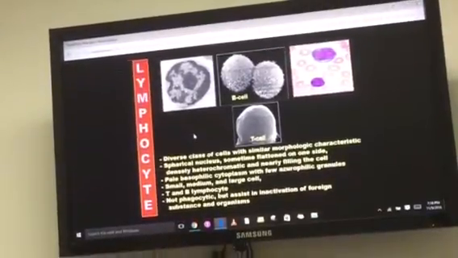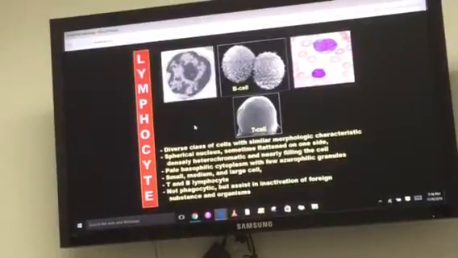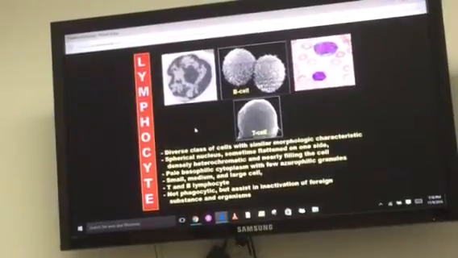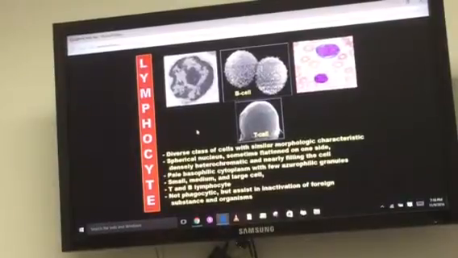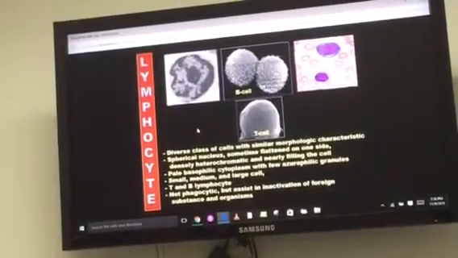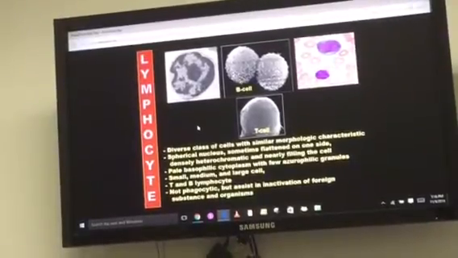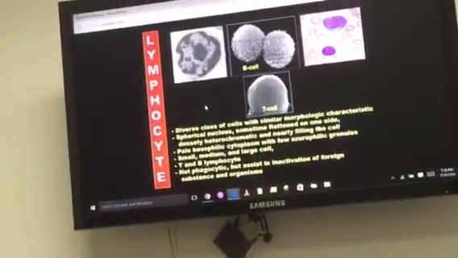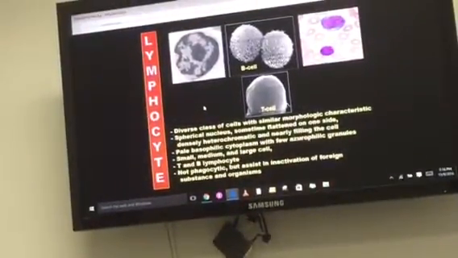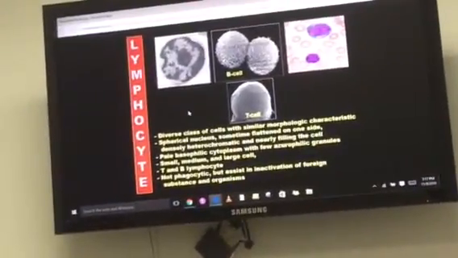So we have lymphocytes. They have a spherical nucleus, sometimes flattened on one side, densely heterochromatic, and pale basophilic cytoplasm with azurophilic granules. What does that mean? I don't know. Okay, I'll look it up. Continue. And then it has T and B lymphocytes, not phagocytosis, but helps inactivate the foreign substance.